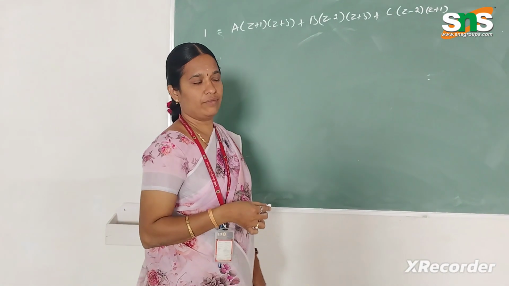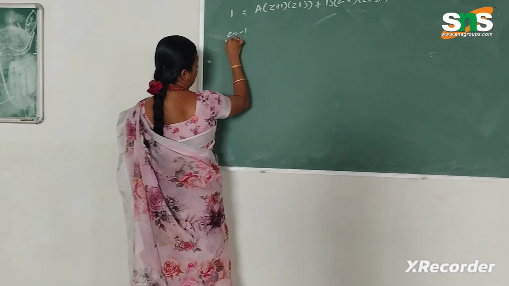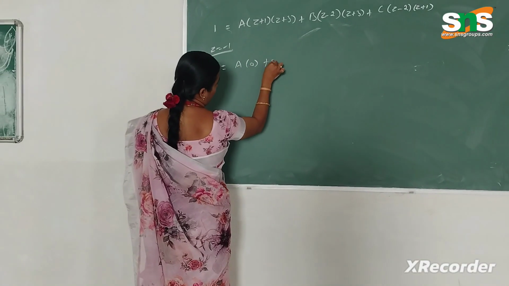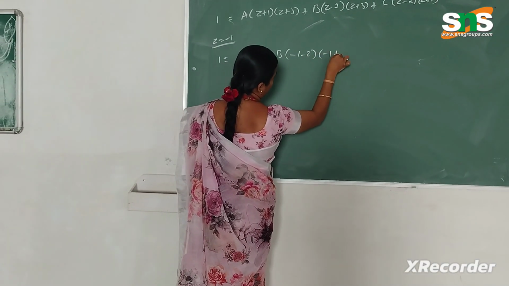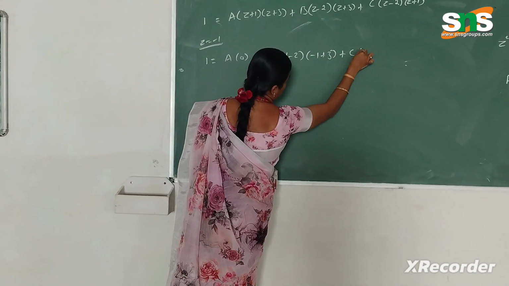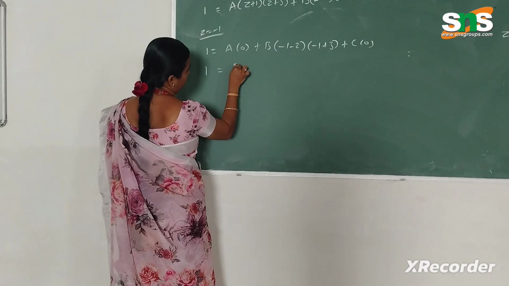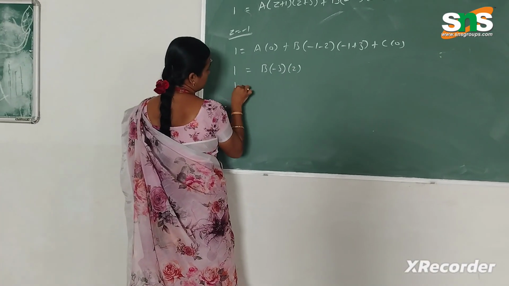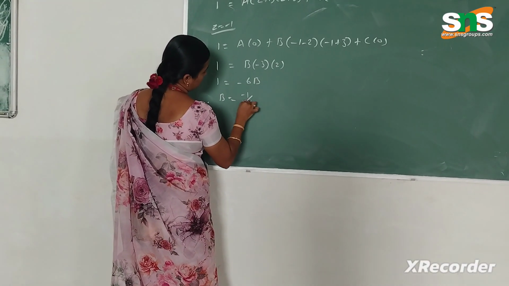Next I am going to assign values for z. So first take z equal to minus 1. Therefore 1 equal to, A becomes 0, plus B into minus 1 minus 2 into minus 1 plus 3, C becomes 0. What is the value for B? B into minus 3 into 2 is minus 6, therefore minus 6B. B is minus 1 by 6.